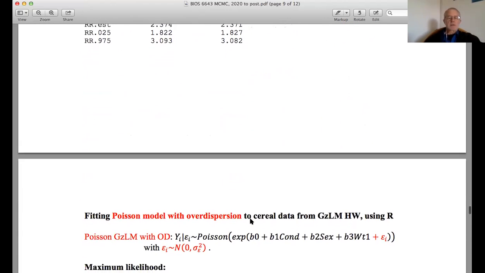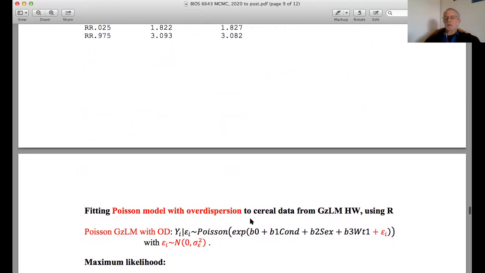Okay, so that's a very simple model, which we could easily fit in maximum likelihood. Here's the next model we'll look at. This is serial data again. So I'm doing the homework I would have given you, if I was going to give homework. This is what I would have given you.